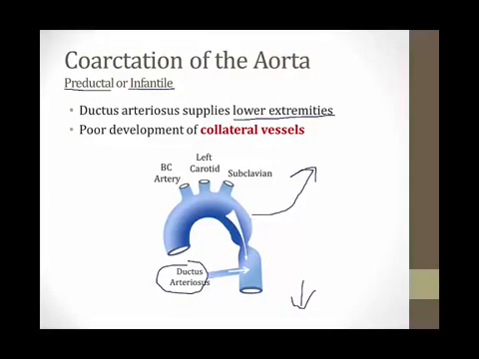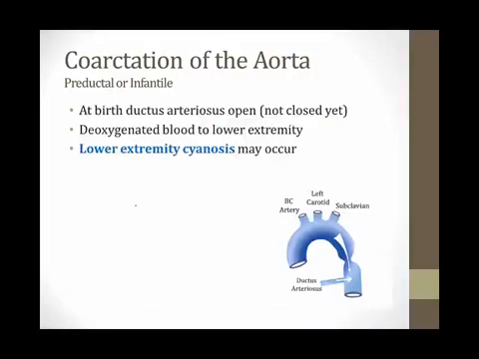If not for the ductus arteriosus, the lower extremities would be deprived of blood and oxygen, and that would lead to the development of collateral vessels around the coarctation. But these collaterals do not develop in this situation because the ductus arteriosus is distal to the coarctation and it supplies the blood to the lower extremities. So the key consequence of a preductal coarctation is that there is poor development of collateral vessels in the fetus in the womb. When the baby is first born, the ductus arteriosus will still be open.